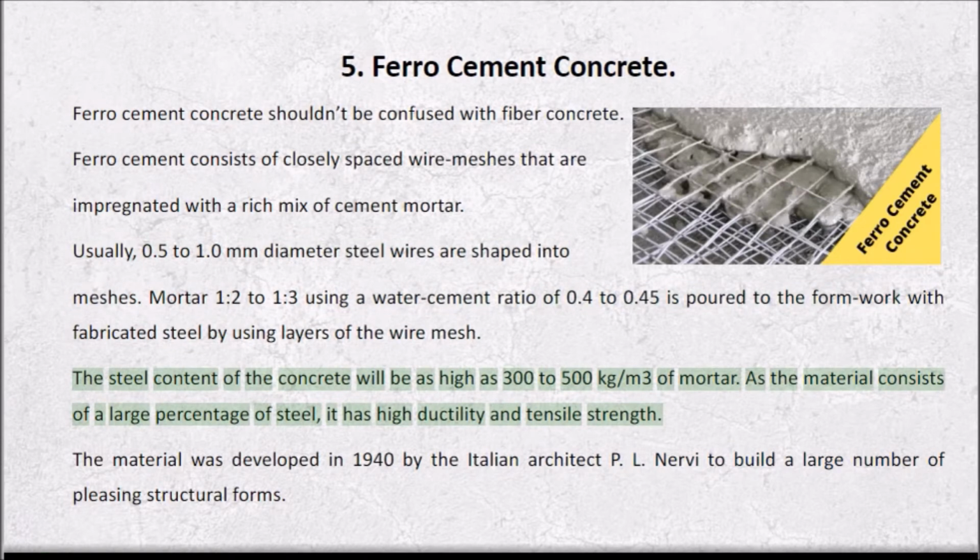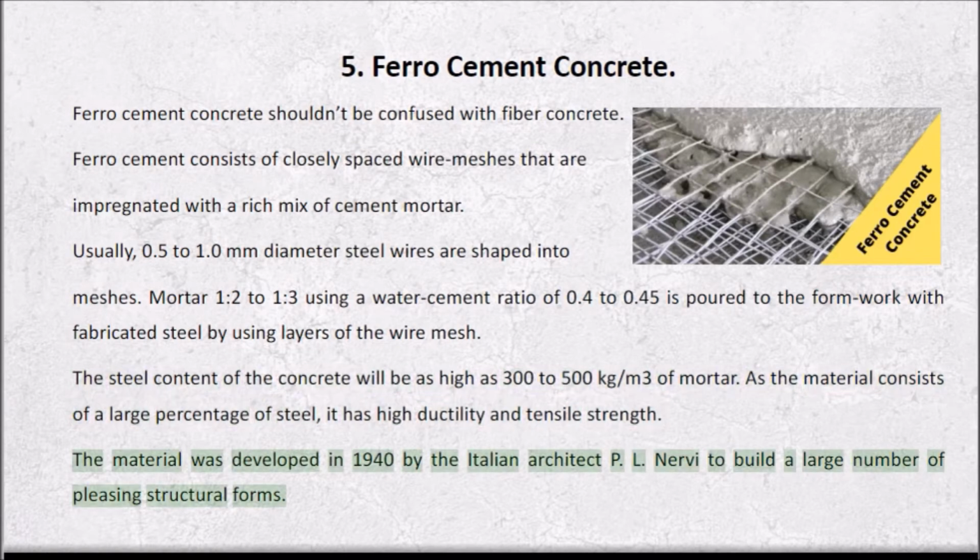The steel content of the concrete will be as high as 300 to 500 kg per cubic meter of mortar. As the material consists of a large percentage of steel, it has high ductility and tensile strength. The material was developed in 1940 by the Italian architect P. L. Nervi to build a large number of pleasing structural forms.